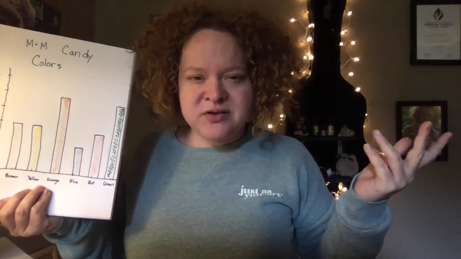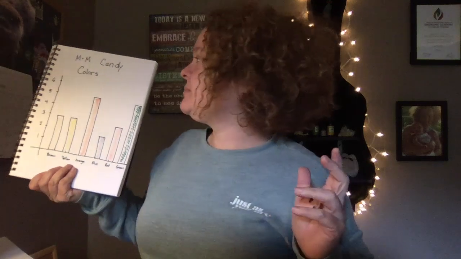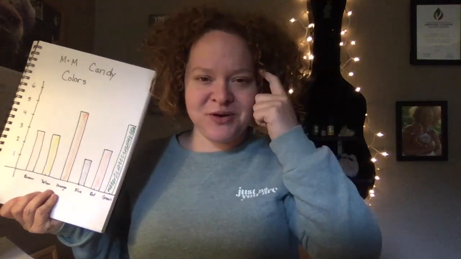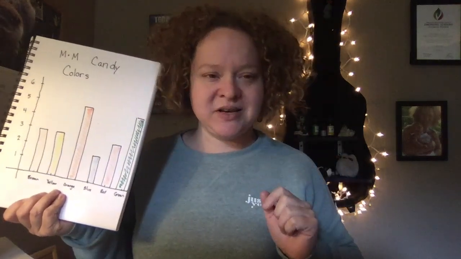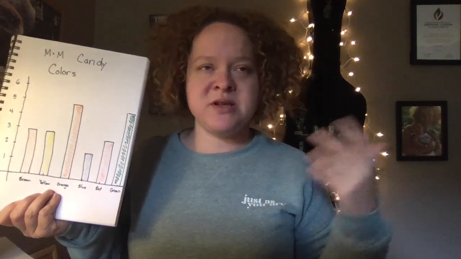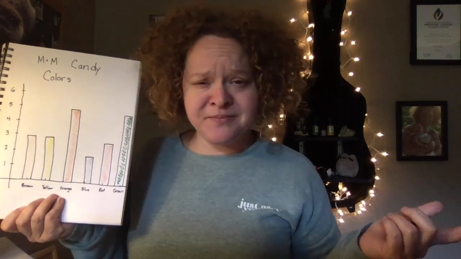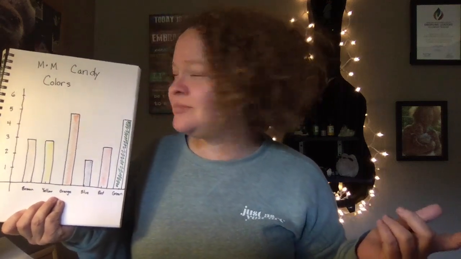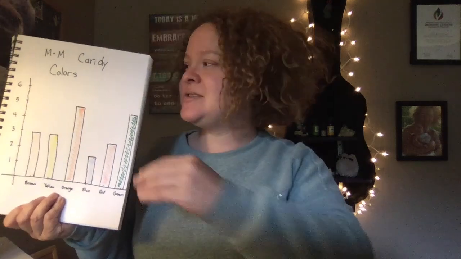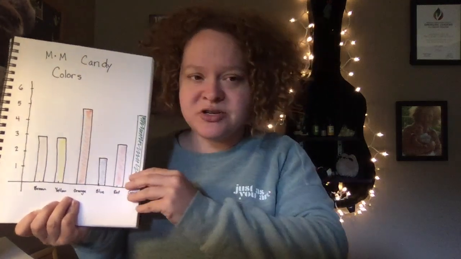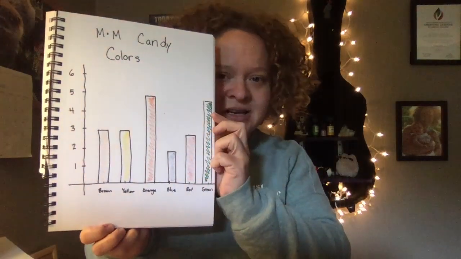So this is why we use graphs. We use them to make things a lot easier for our brain to process a lot of information quickly. We can compare. We can say which things are alike and which things are different. I'm still eating M&Ms. Delicious. And so this bar graph really shows me exactly what happened.